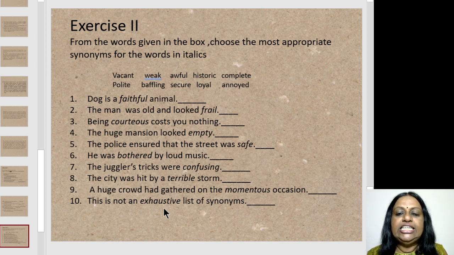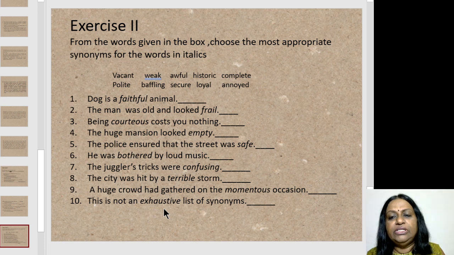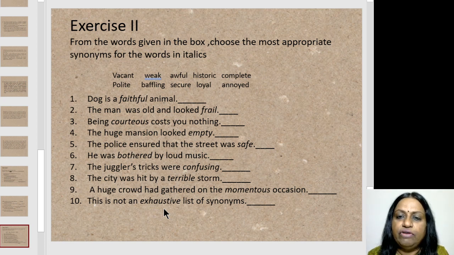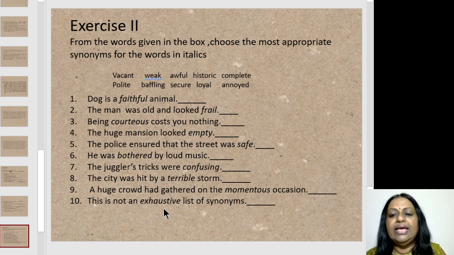Eight. The city was hit by a terrible storm. So we now need to find a synonym for the word terrible. Okay, the city was hit by a terrible storm. So let's look at the list of words. And yes, let's pick up the word awful. The city was hit by a awful storm.